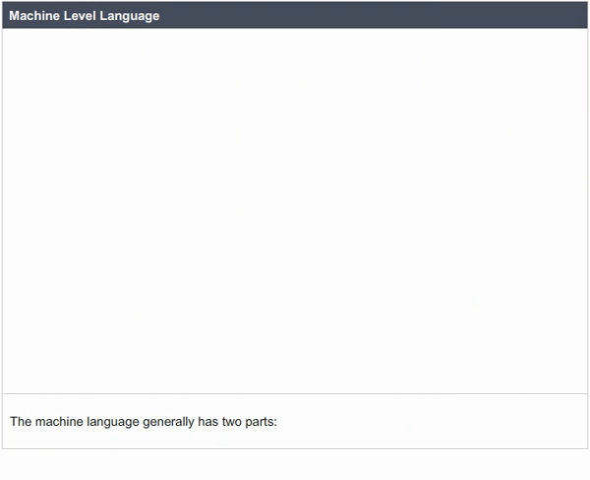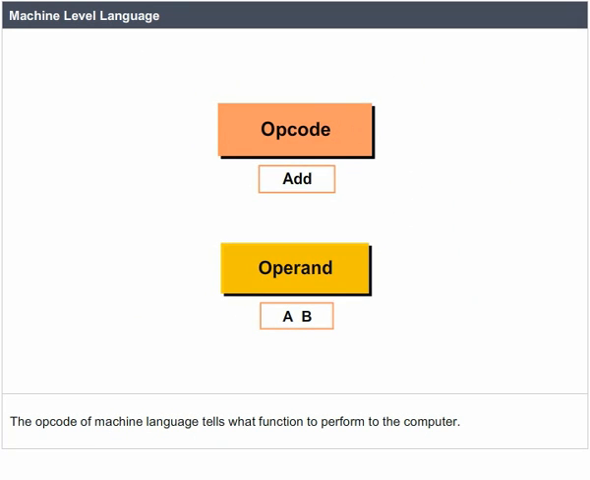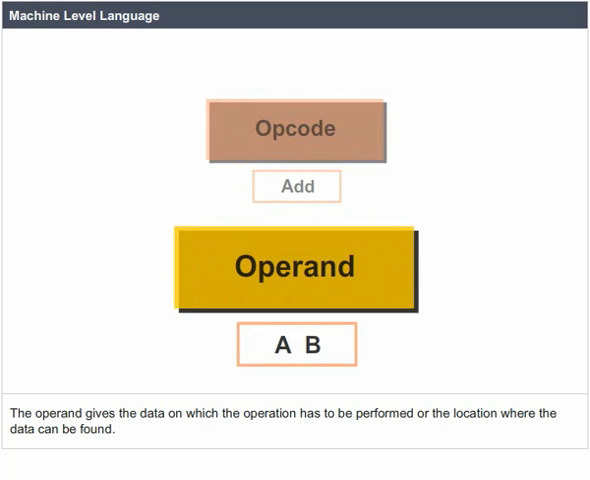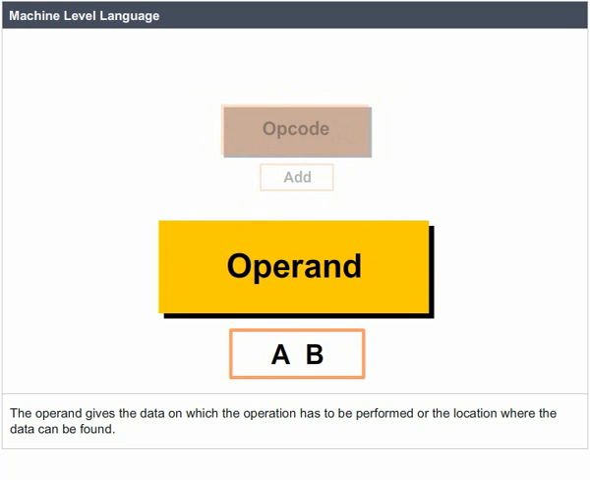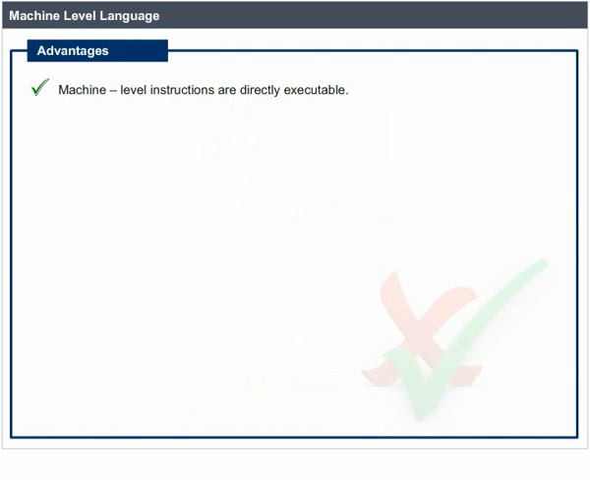The machine language generally has two parts: opcode, operand. The opcode of machine language tells what function to perform to the computer. The operand gives the data on which the operation has to be performed or the location where the data can be found. Advantages. Machine-level instructions are directly executable.